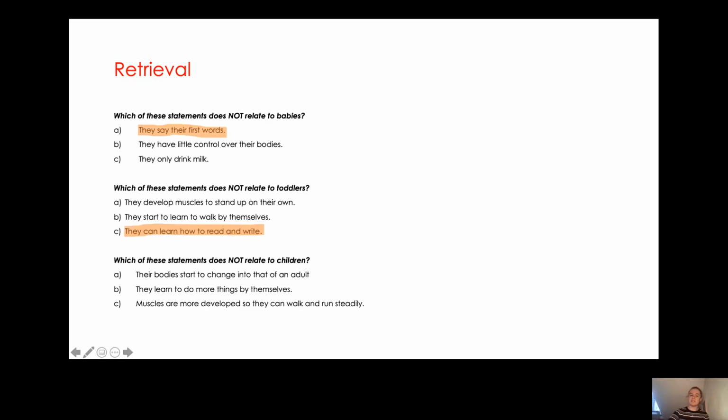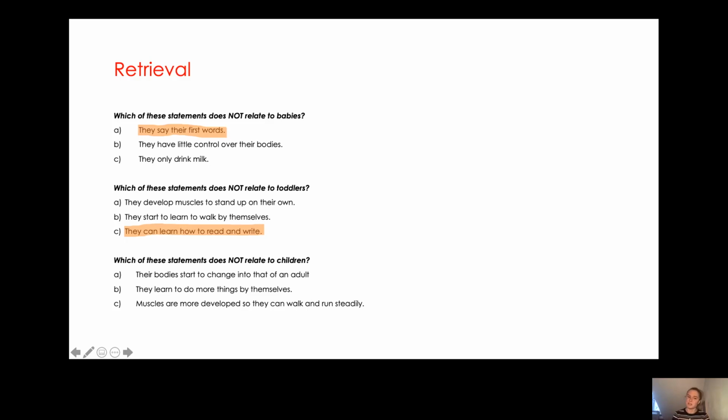So it is C that doesn't relate to toddlers. They can learn how to read and write, because a toddler can't read or write yet, can they? Can you remember the stage of development where you do learn to read and write? Yes, that's right. It's when you're a child. Fantastic.